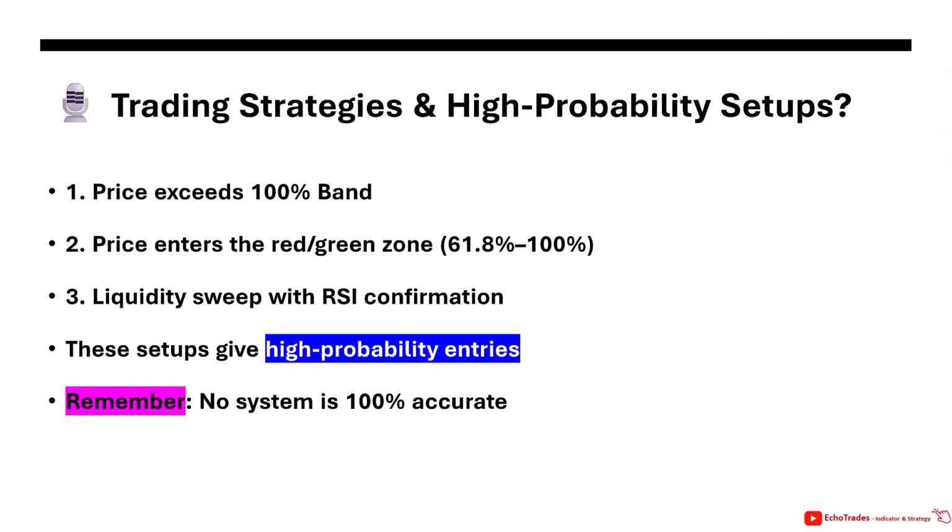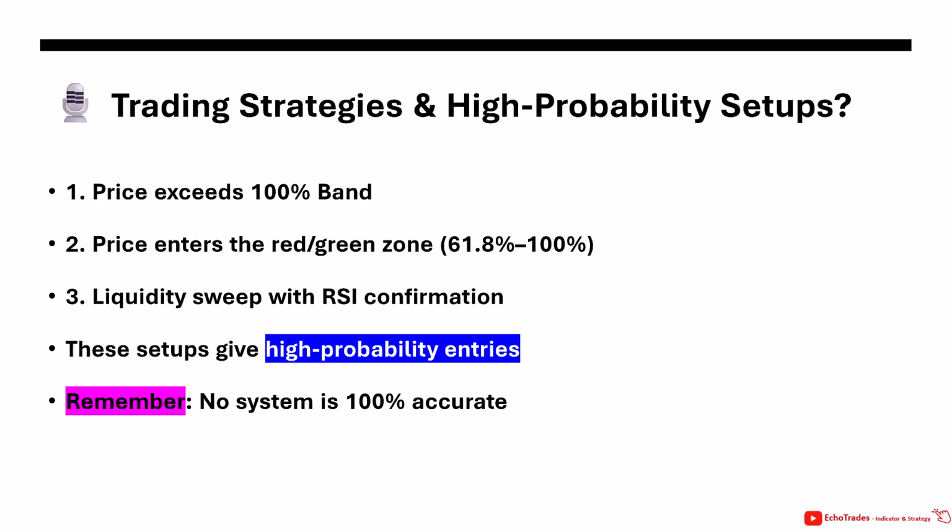That makes sense. So if we put all these pieces together, what are the main high probability entry setups this indicator suggests, especially using that RSI confirmation? Right, connecting the dots. The sources point to basically three main high probability setups. First, when price pushes beyond that 100% band, that extreme exhaustion point we talked about. Second, when price enters the zone between the 61.8% and 100% bands. That's often a key area for reversals or consolidation before the next move. They call it the red-green zone. And third, after you see one of those liquidity sweeps, that white line, and you get the RSI confirmation signal soon after. But it's really important to stress, no system, absolutely none, is 100% accurate. These are about probabilities. Absolutely.